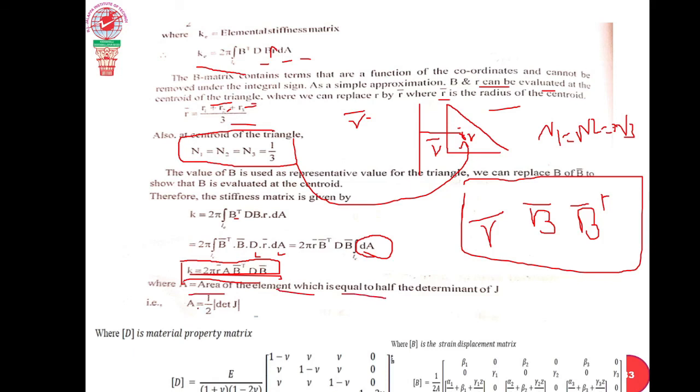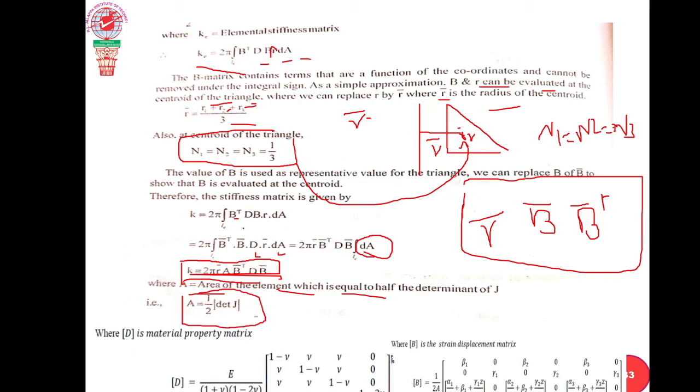So what is the triangular element area? I said the triangular axisymmetric element area will always be A equal to half of the determinant of the Jacobian matrix.